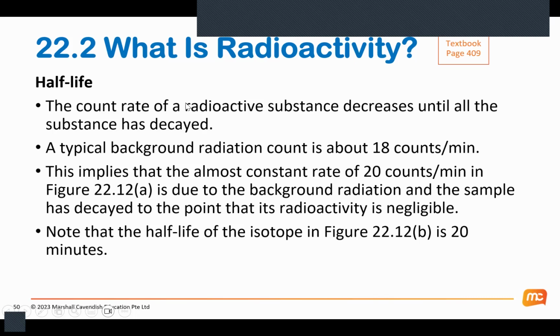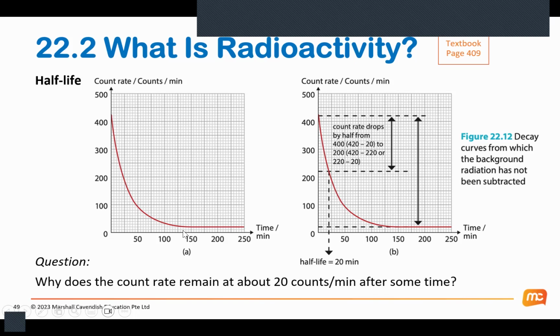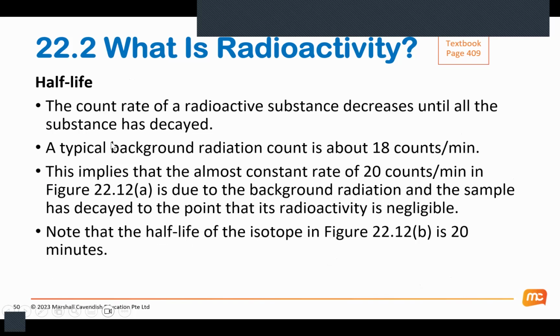So the count rate of a radioactive substance decreases until everything has decayed. Over a period of time, you will see that the count rate has become stagnant at 20. That means all have already decayed. My 20 counts per minute is only my background radiation. So it will continue to drop and drop until everything has decayed. Usually the background radiation is about 18 or 20, or maximum 30. It shouldn't go very high per minute.